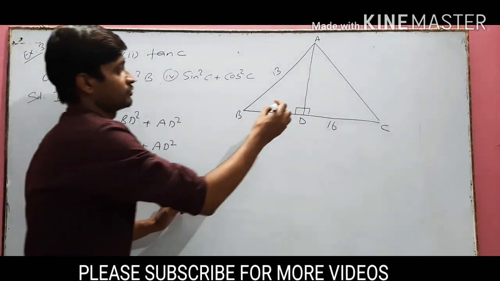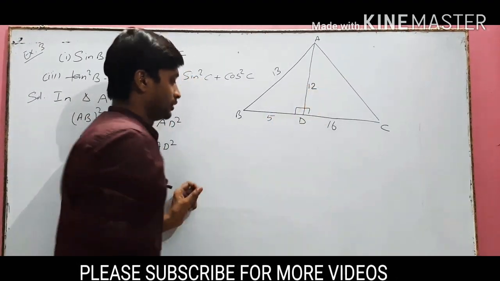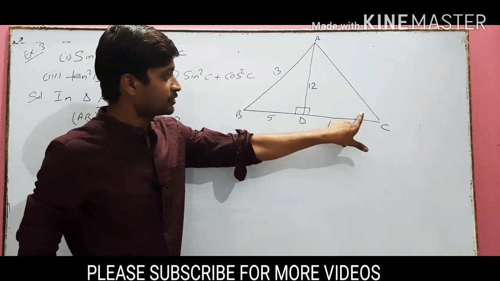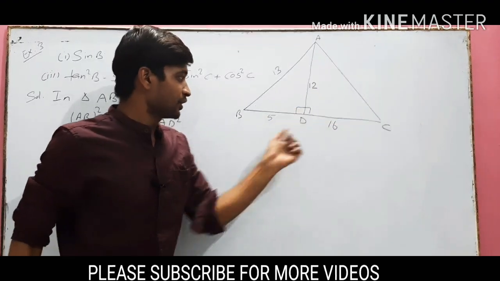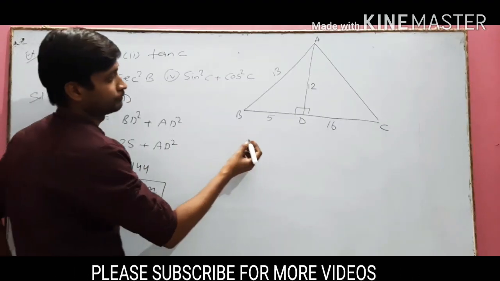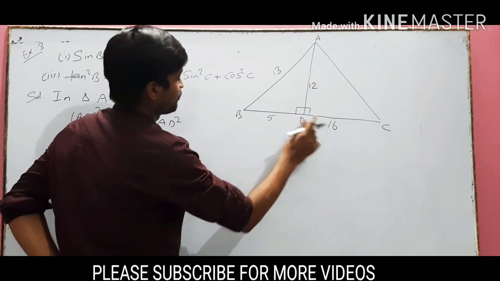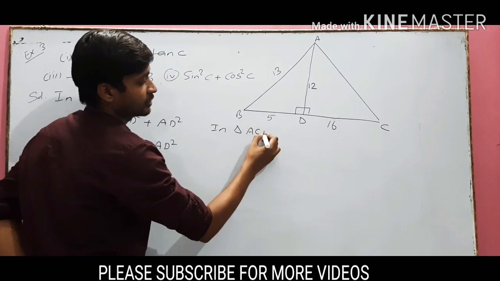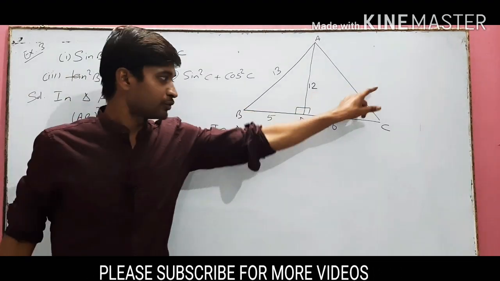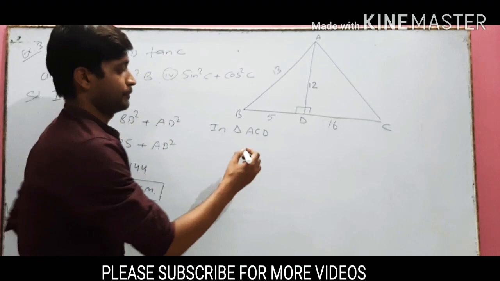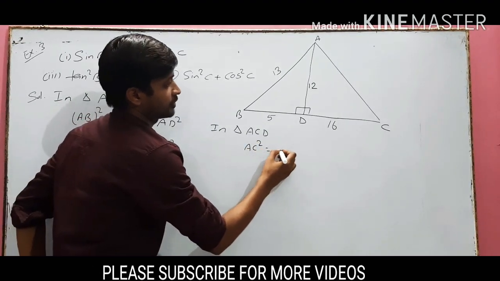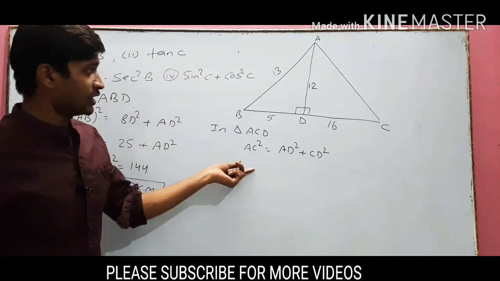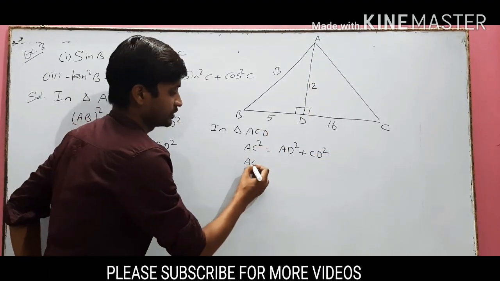Similarly, this we got 12 centimeter. This is also a right angle triangle. In this triangle we don't know the length of AC. So again we are going to use Pythagoras theorem. By Pythagoras theorem, write in triangle ACD, okay? So AC square is equal to CD square plus AD square. AC square is equal to AD square plus CD square. So AC, how much? This we don't know, as it is AC square.